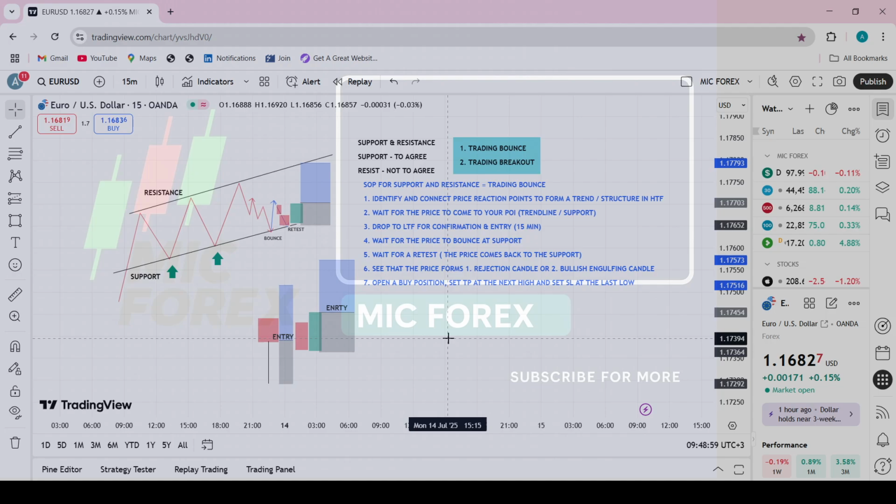Remember to drop to lower time frame. Don't take trades in higher time frame. Okay, it doesn't make a lot of difference. You can still take trades in 1 year candle. But the thing is, you need to have confirmation on lower time frame.